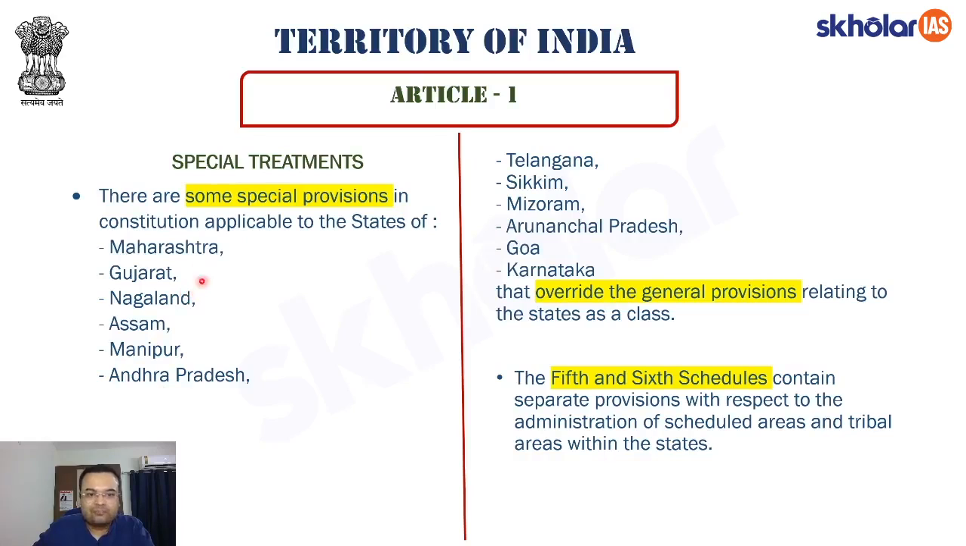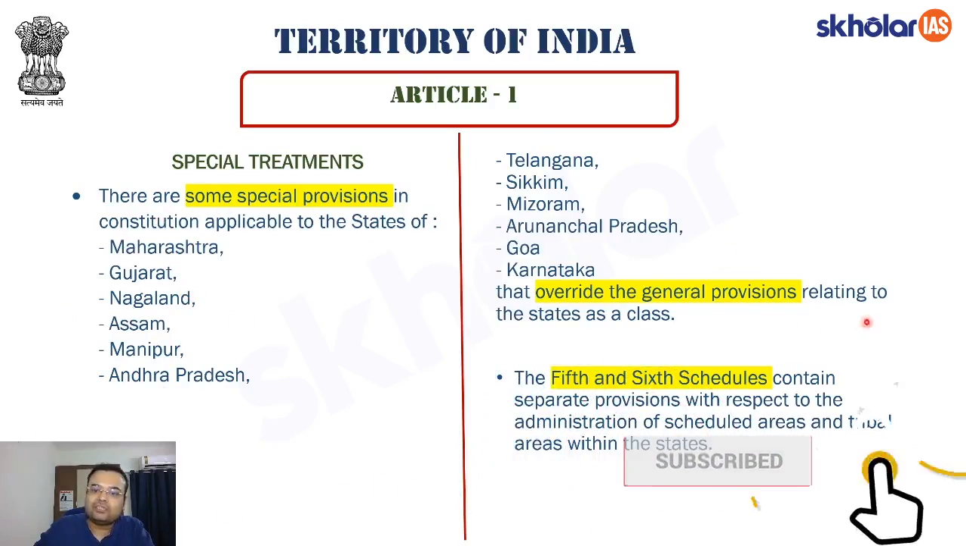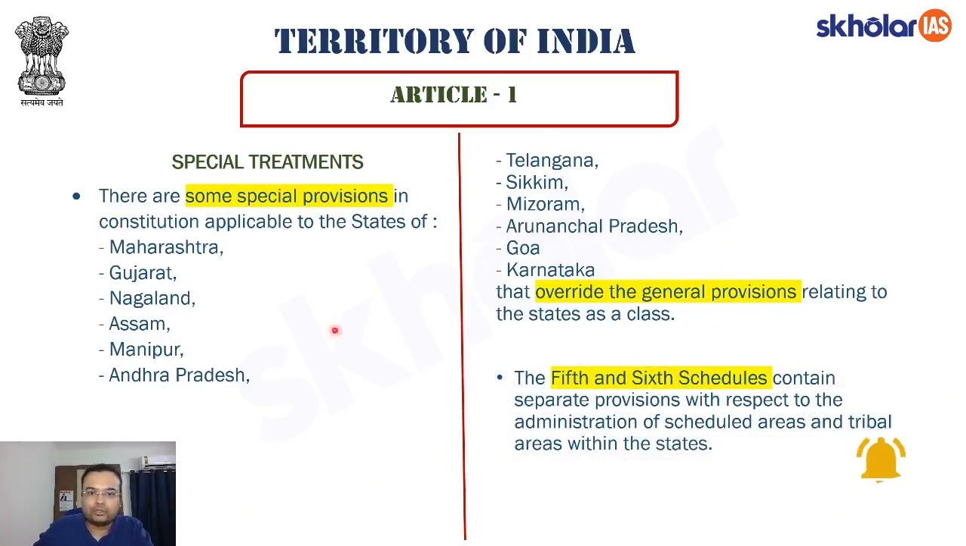What exactly is this? There are certain special provisions of the constitution which can override the general provisions relating to the states as a class. So there are certain special agreements and special arrangements in the relationship between the union and these particular states, which are different from other classes of states.